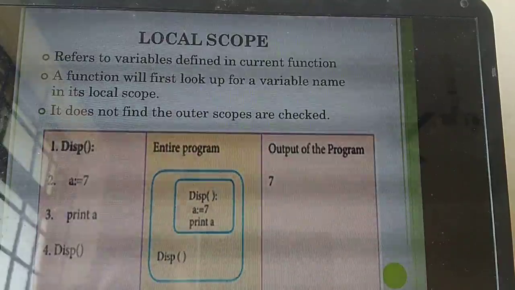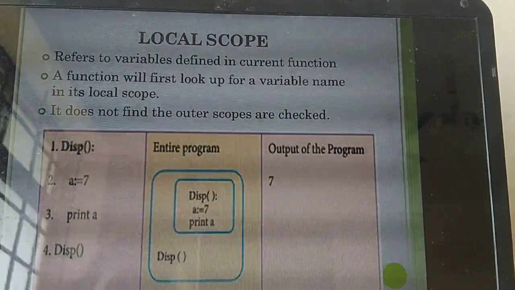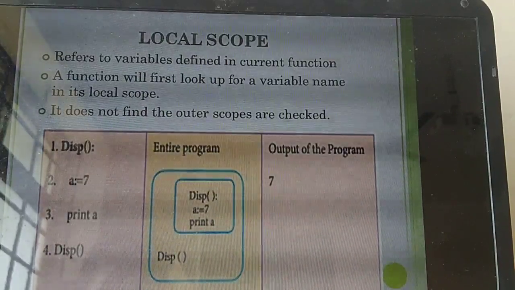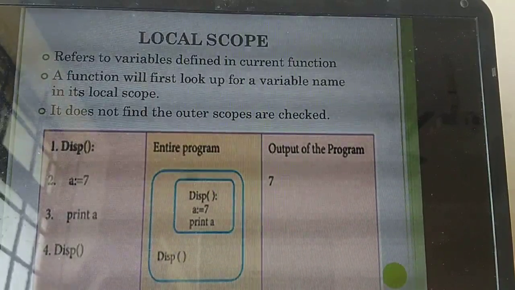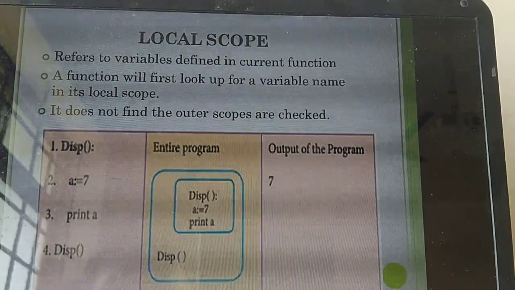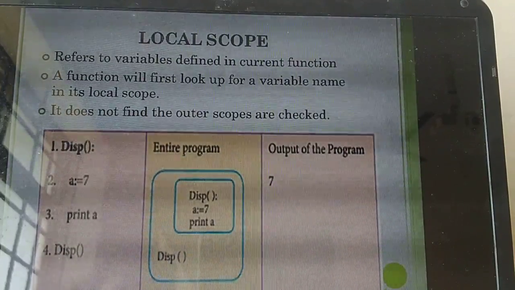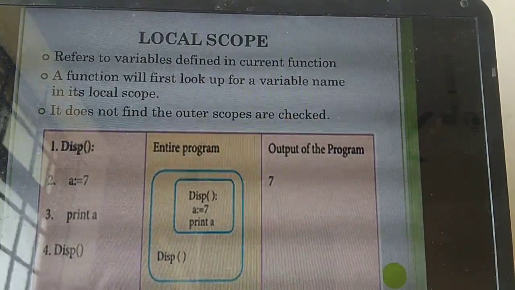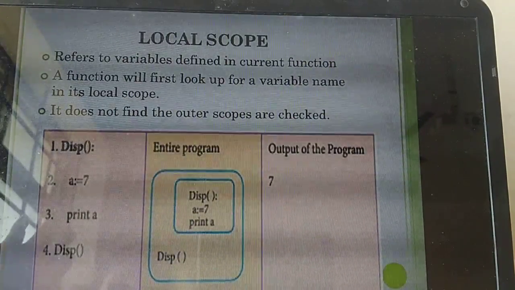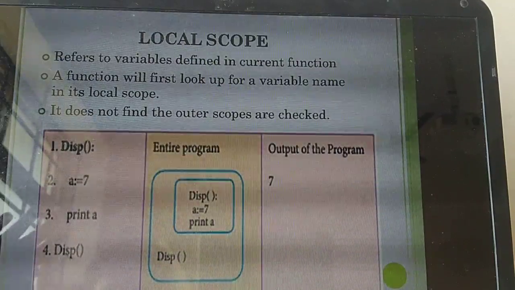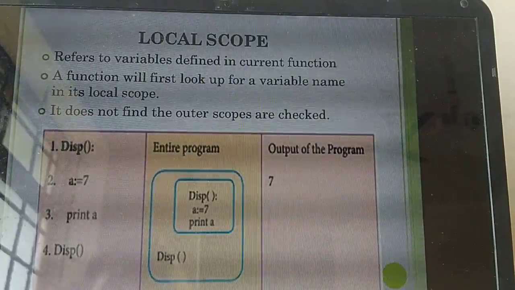After that only it will check the outer scope. First, it will always look inside that function for the variable you are declaring. That variable only it will check first, and afterwards it will check outer. Understand? You have studied 3 points in local scope. Local scope means the variables defined inside the current function. Then the function always first looks up the variable name inside this local scope. What's the next thing? Inside the function it will check the variable name, and after that only it will check the outer scopes. Understand now?